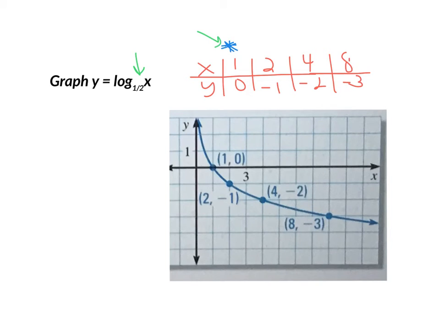First point I picked, still picked 1, 0, because if you do this, no matter what the base is, if you have a 1 right there, 1/2 to the 0 power is 1. So that 1, 0 is going to be a point I'm going to pick every time. Now, the reason I picked 2 is because of the 1/2. I know if I flip 1/2, it becomes 2. And the way you flip something is you raise it to a negative exponent, which I did.